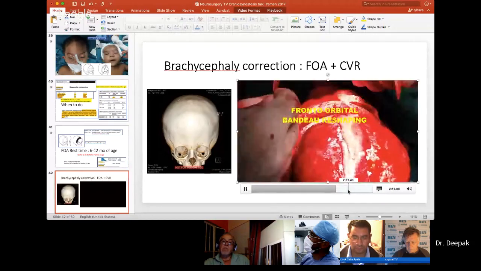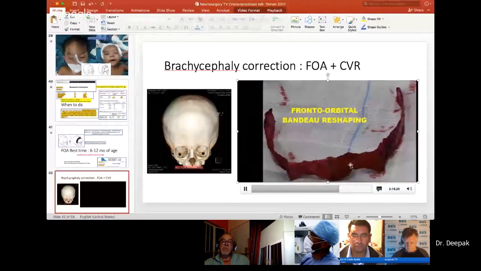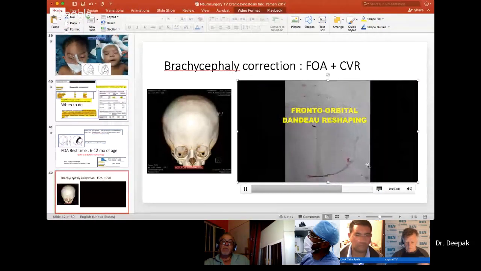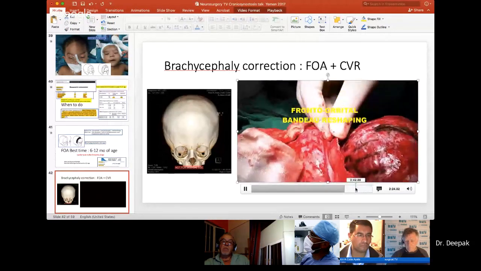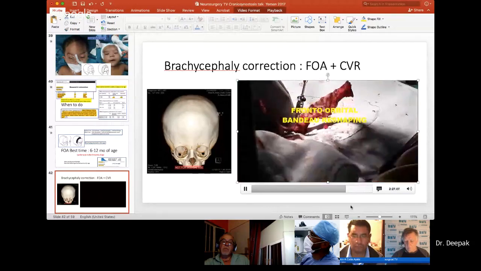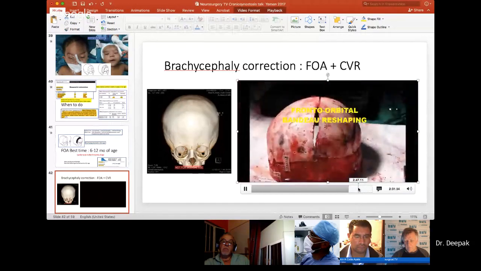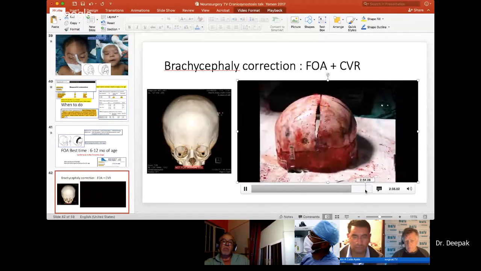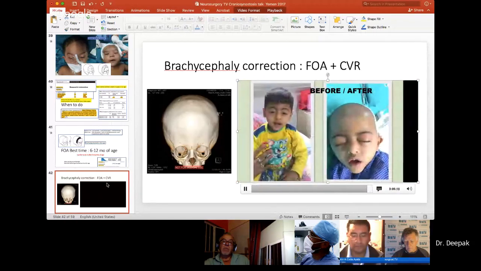And you can see this is the bone being reshaped, and we can put these absorbable plates either on the inside or the outside, and this is how the planning is done. And this is the advancement being done. You can see these absorbable plates being used, and see the head looks pretty decent, I would say, no? Yeah. And this is how the child looks after the surgery.